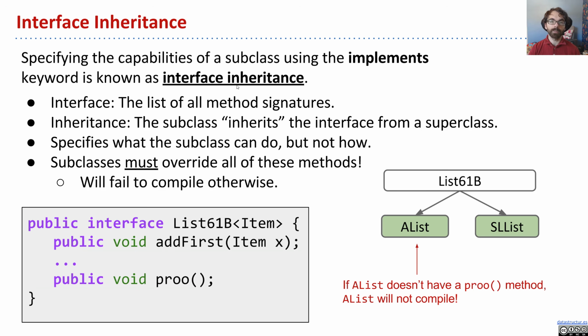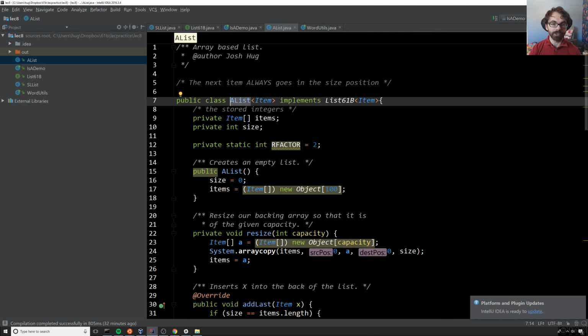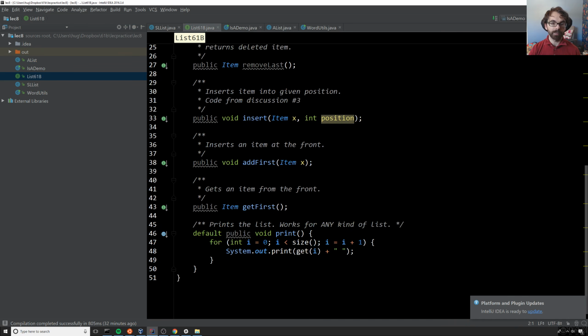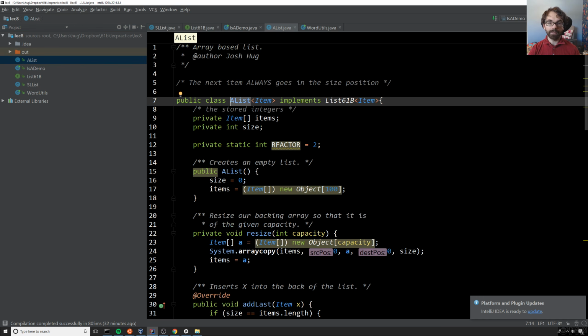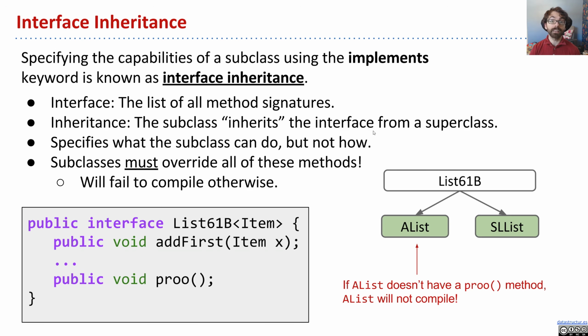To break this term down into its two words, interface in this case means the list of all of the signatures. So if we look at List61B, these are all the things that a list can do. And then we use the word inheritance because we say that the subclass, the thing that says implements up at the top, inherits that interface.